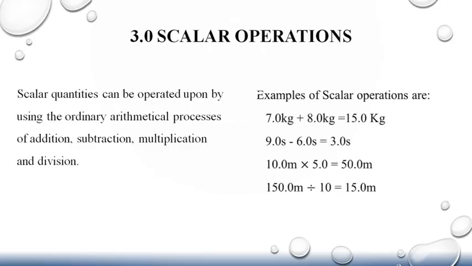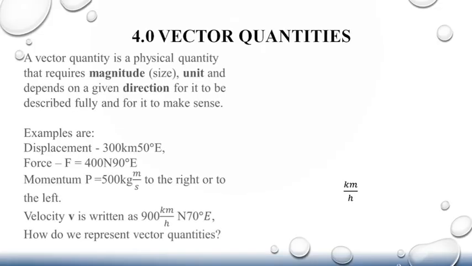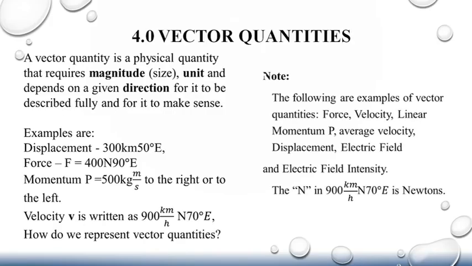Vector quantities. A vector quantity is a physical quantity that requires magnitude, that is a size, unit, and which also depends on a given direction for it to be described fully and for it to make sense. Examples are displacement, which is written as 300 kilometers 50 degrees east, or force F, which can be written as 400 newtons 90 degrees east.